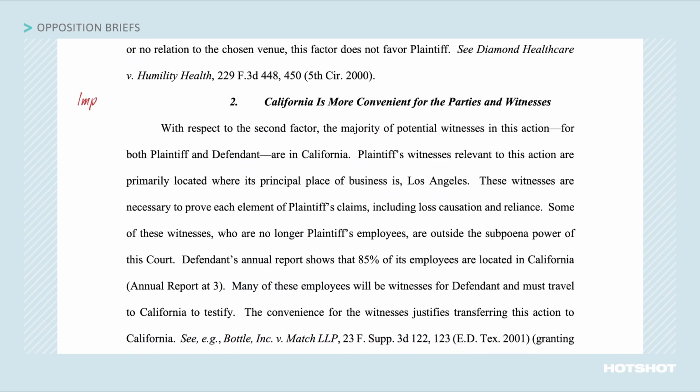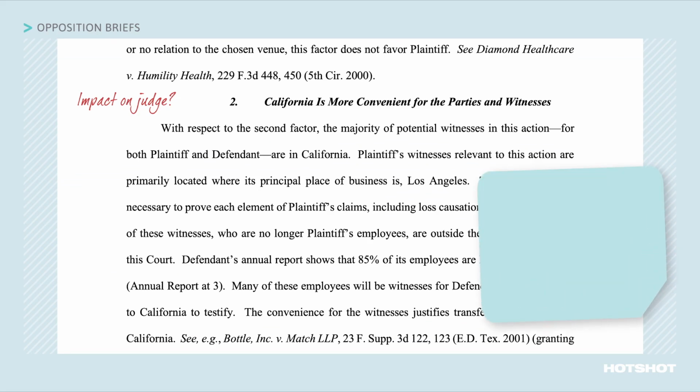Also assess the impact the brief will make on the court. Ask yourself which arguments are likely to have the strongest impression on the judge. Flag arguments that might be compelling to the court, even if you disagree with them. Similarly, flag statements about the facts or the law that could strike the judge as persuasive, even if they're wrong. These are all things you'll need to strongly rebut.